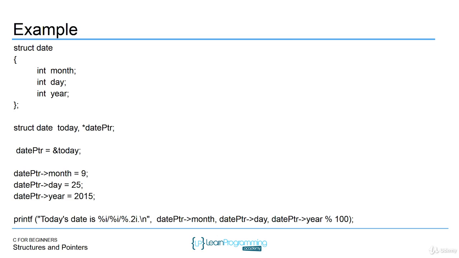So here's an example. We're creating our struct date. We have 3 elements. Then we're creating our pointer, date pointer, and we're creating just a regular variable today. We assign to our pointer the address of today, and then to assign actual elements of the struct, we just use that dash greater than, and then we can print it out. So let's look at this in code blocks to see how this works.